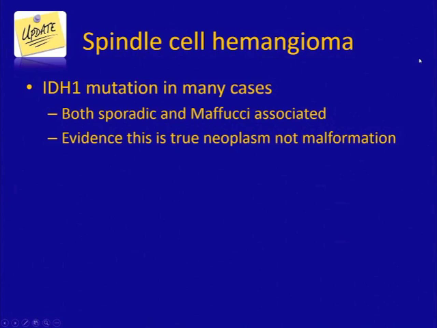And recently, Alex Lazar from MD Anderson and a big group of other people described that IDH1 and IDH2 genes are often mutated in spindle cell hemangioma, both in sporadic cases and Maffucci-associated cases. So there was some debate for a while if maybe spindle cell hemangioma was actually a sort of malformation, but now because of this mutation, I think that's pretty solid evidence that we're dealing with a true neoplasm here. So I don't use this routinely to test, but I think it's an interesting scientific finding.